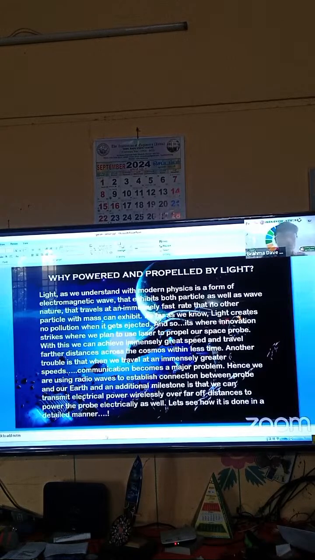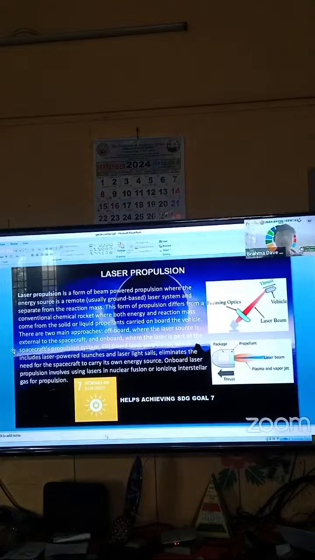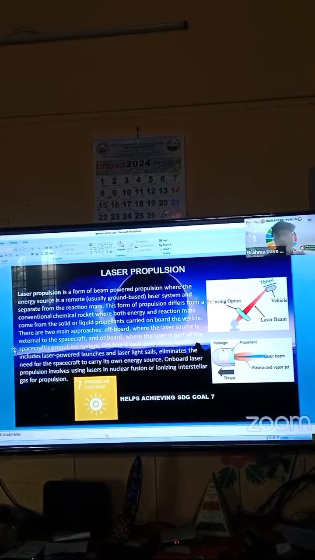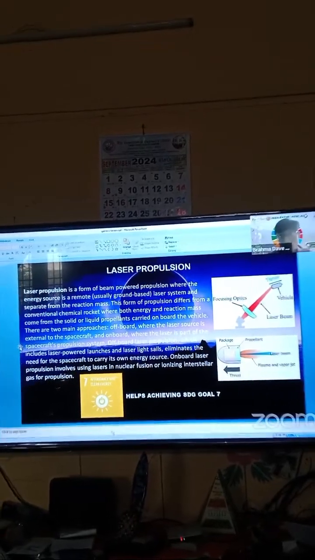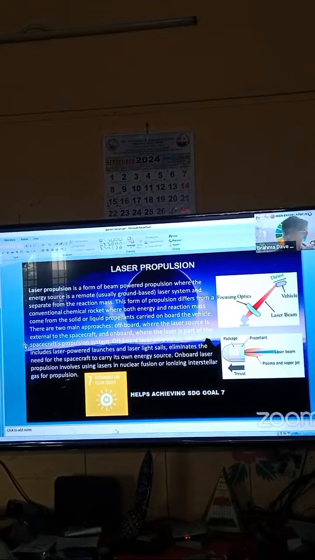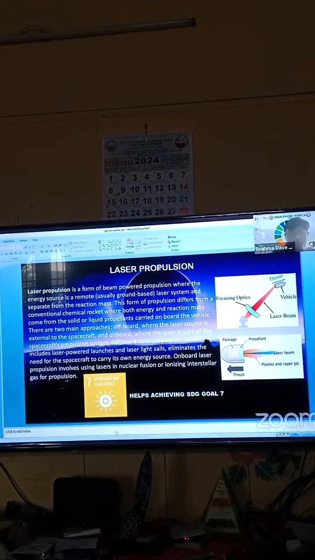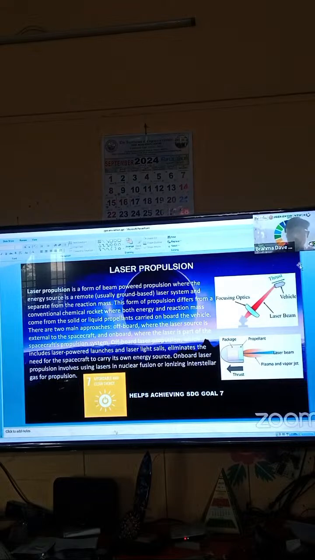So what is laser propulsion? Laser propulsion is a form of beam powered propulsion where the energy source is remote. When I say remote, I mean the source that produces this laser light is located on the ground, a ground based system, separate from the reaction mass. When I talk about reaction mass, I mean the vehicle or the space probe, which is in space.